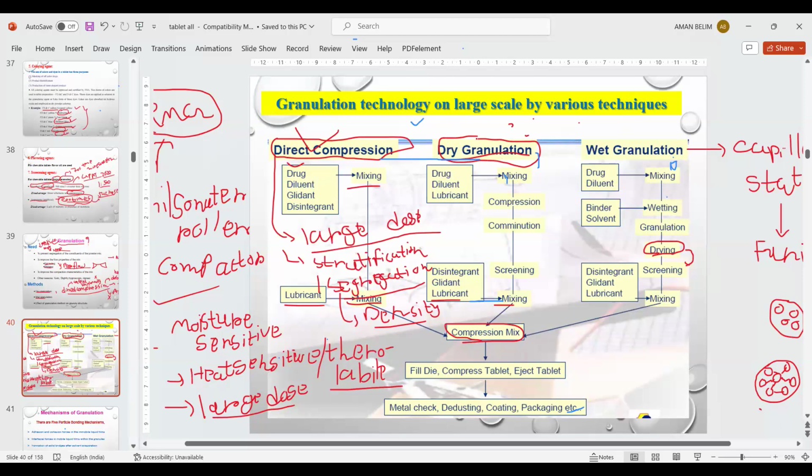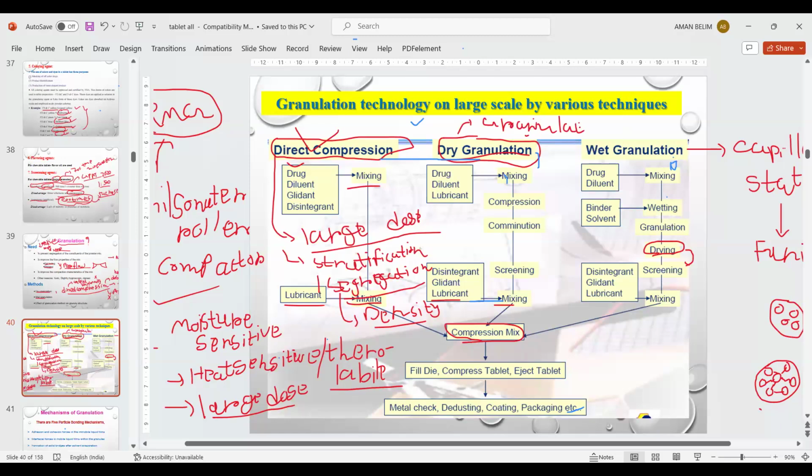So in the roller compactor, we have combined the roller and compactor, right? Because of the roller, first it will form a large flat tablet, and that flat tablet will be broken down into small granules via the compactor. Here we are not using any granulating liquid.